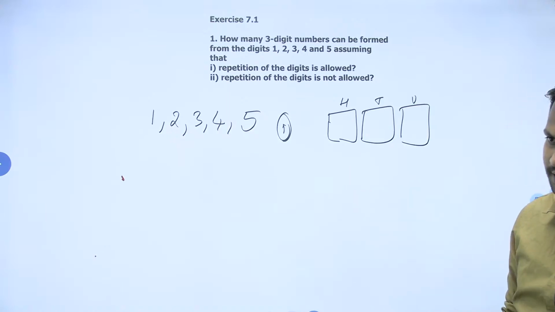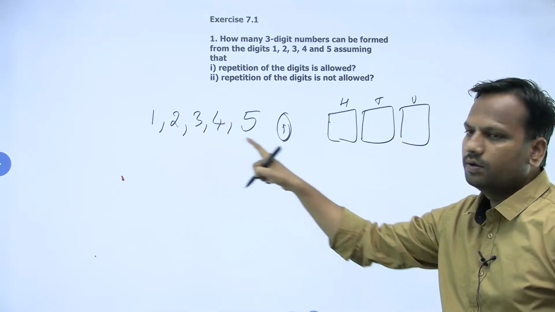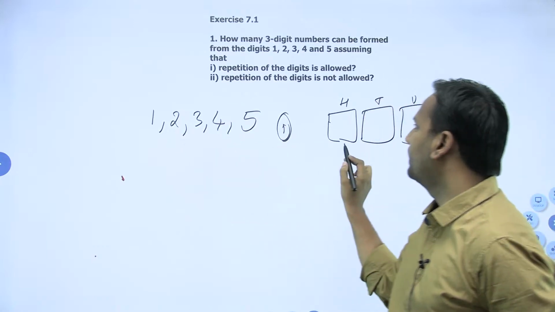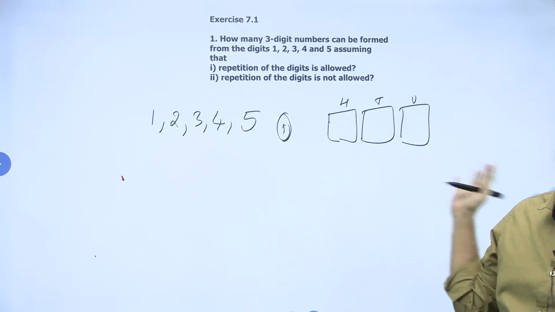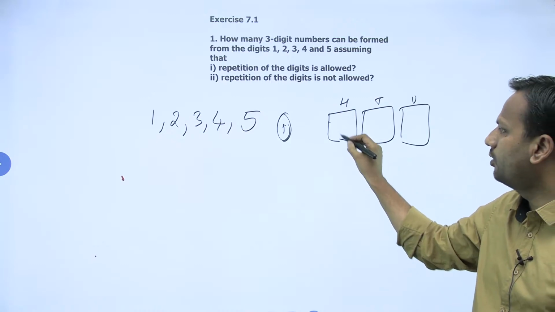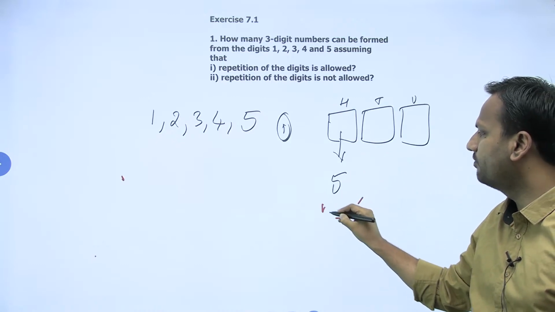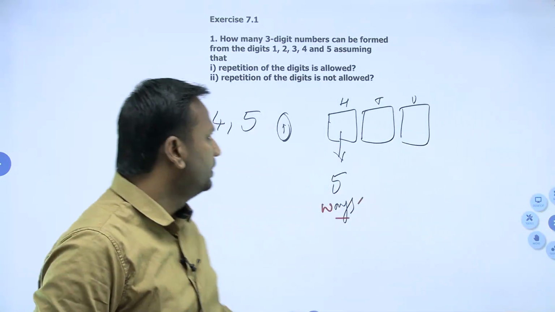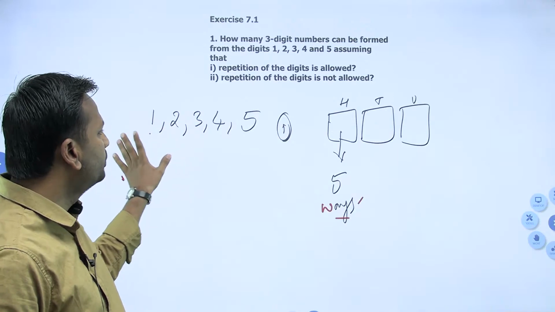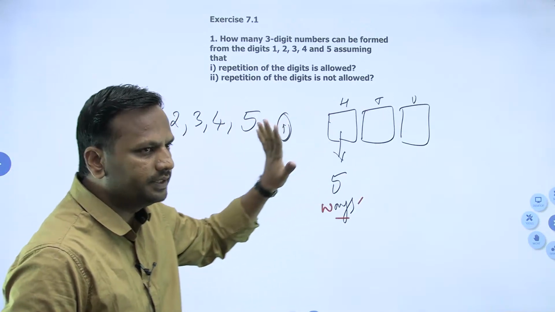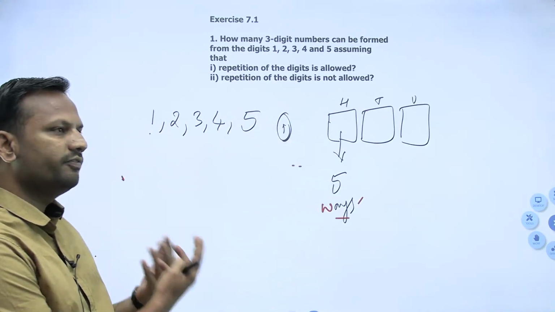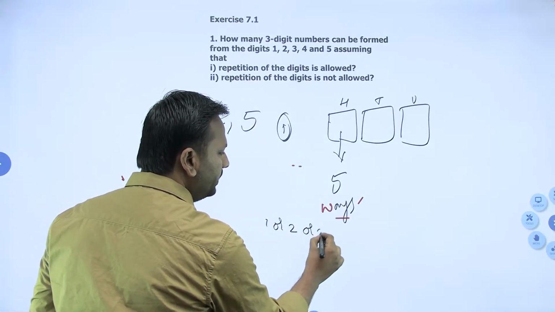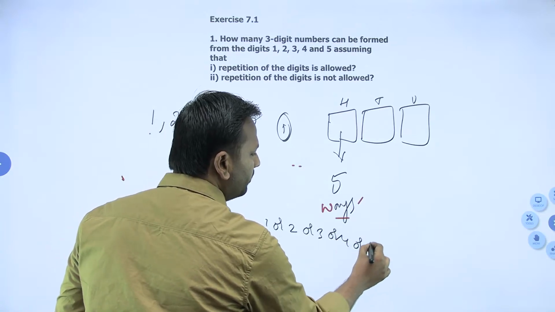In the hundreds place, I can fill the number 1 or 2 or 3 or 4 or 5. In how many ways can I fill the hundreds place to form the 3-digit number? In 5 ways, students. Why 5 ways? I can fill it using only these 5 numbers: 1 or 2 or 3 or 4 or 5.